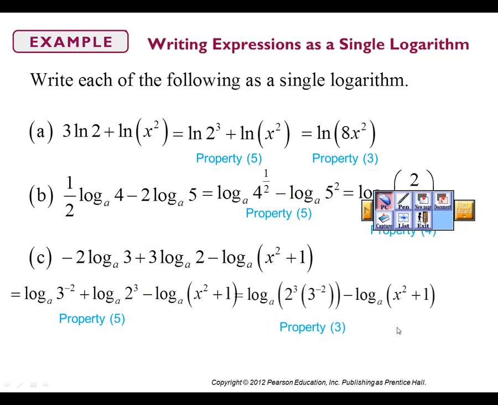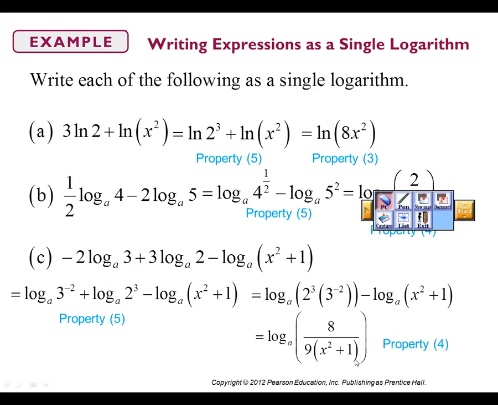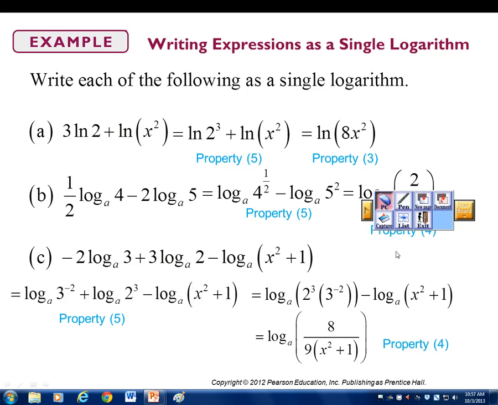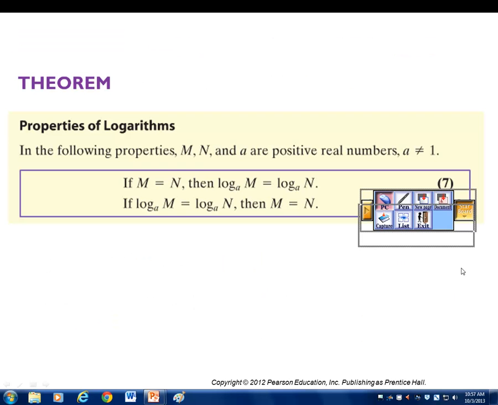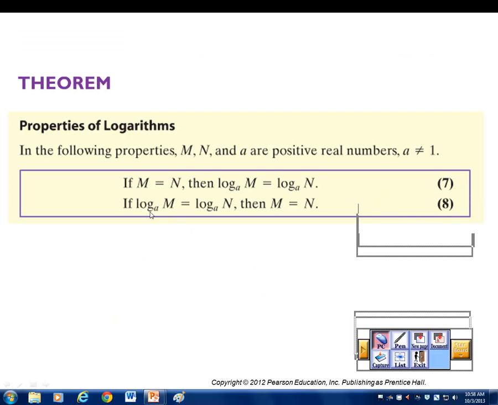Alright, and so basically that's what we get here. Now here they made it 3 to negative 2, and then they moved it down, but I tend to prefer the other method. Okay, so we have m equals n. If m equals n, then log m base A equals log n base A. If log m base A equals log n base A, then m equals n.